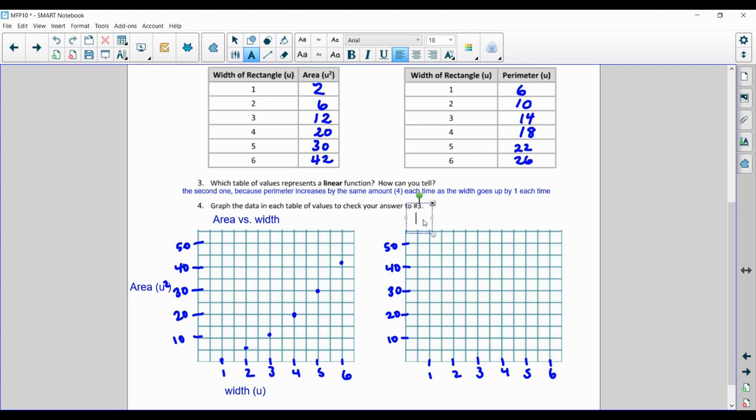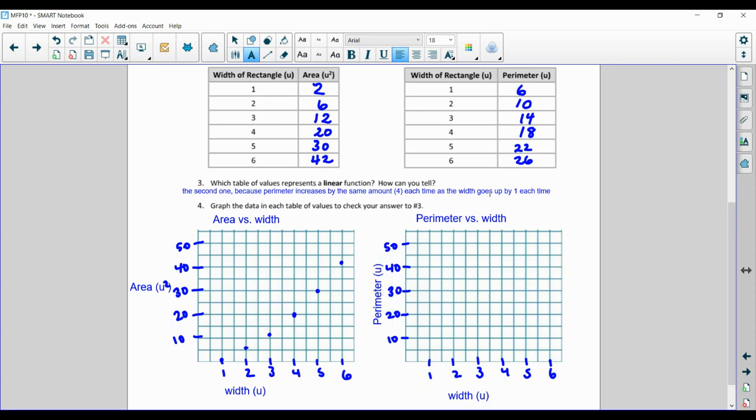So this graph is going to be perimeter versus width. And so we've got width in units. Didn't say what the units are, so we'll just put a U for units. Sometimes if it tells you it's centimeters or whatnot, you can actually put that. And this is perimeter in units again, and I'm going to rotate it. Most of the time we do label it like this, so that's a little bit easier to see. And I could have done that here too, but I'll just leave it for now.